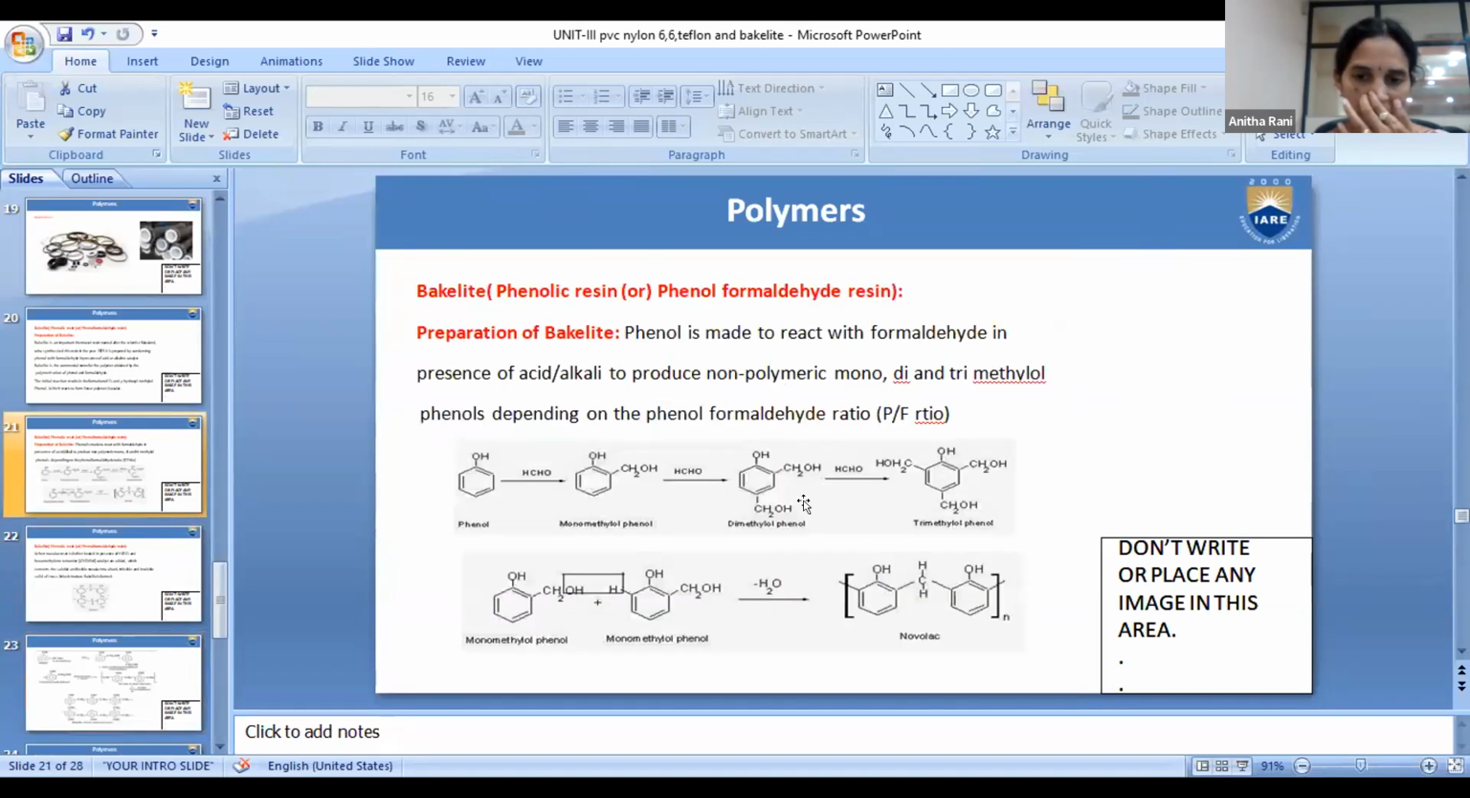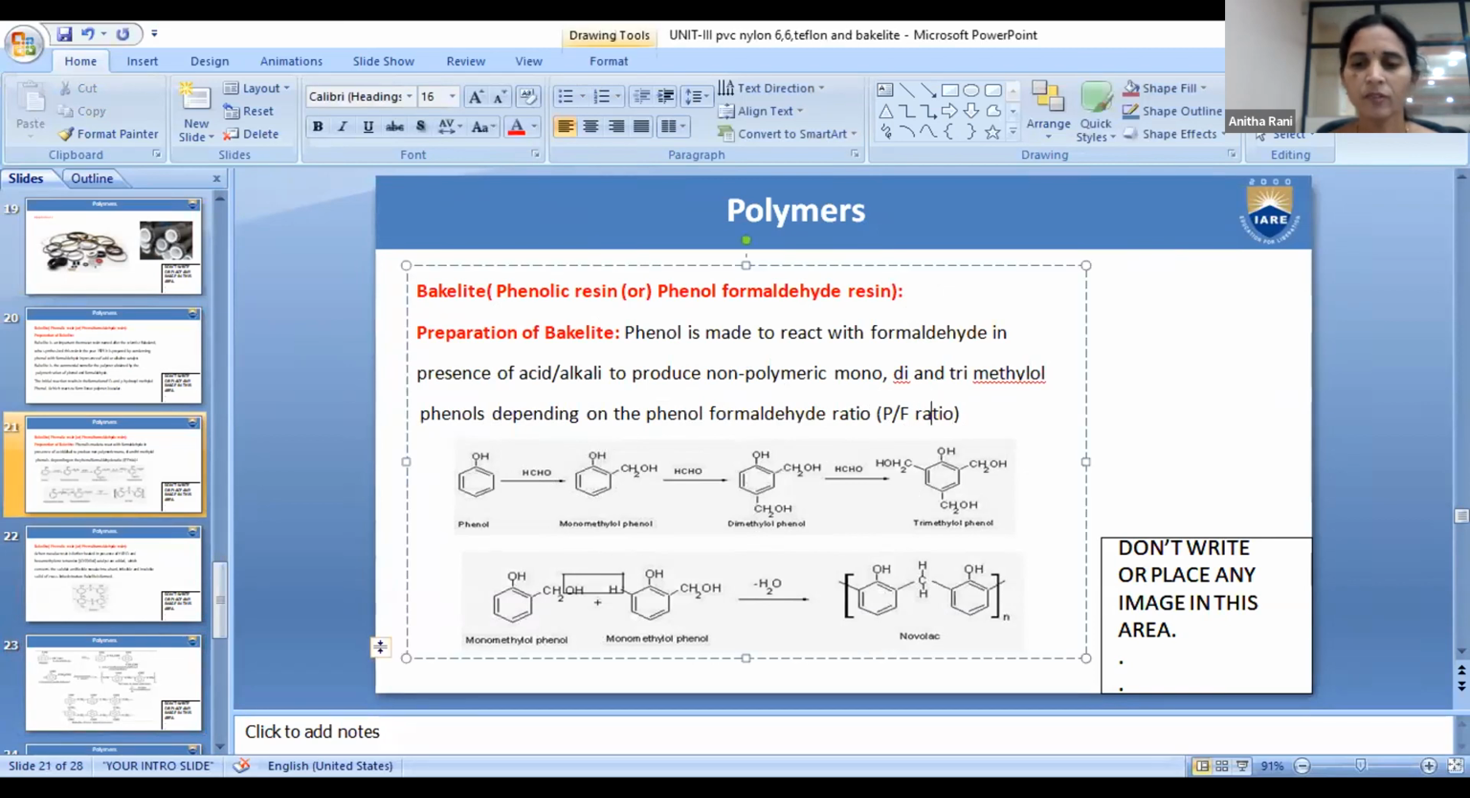And why I gave this: it is not needed, but I just gave it. We take phenol and formaldehyde and we get monomethylol phenol. According to the ratio, we get dimethylol phenol or trimethylol phenol. If you take a 1:1 ratio, you will get monomethylol phenol. If you take a 1:2 ratio of phenol to formaldehyde, you will get dimethylol phenol. If you take a 1:3 ratio, you will get trimethylol phenol. But this is not needed. So first we are taking phenol and formaldehyde.